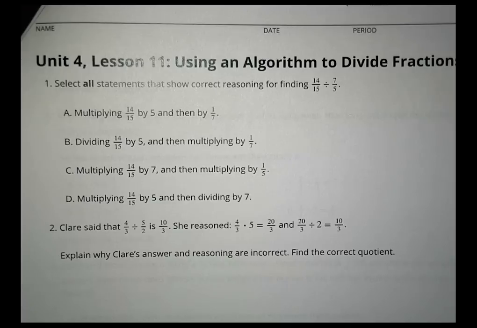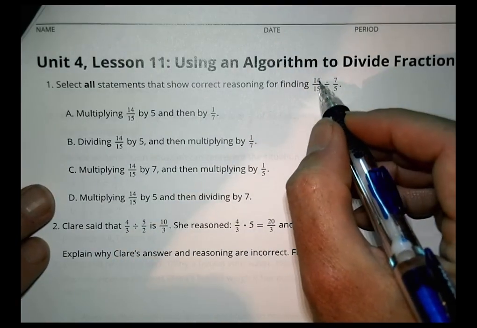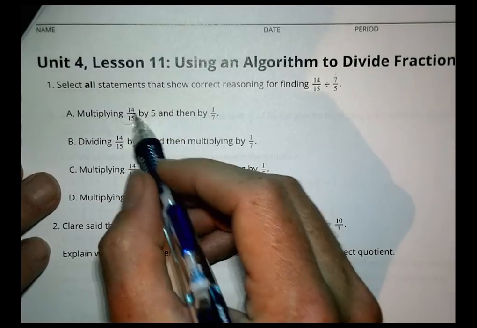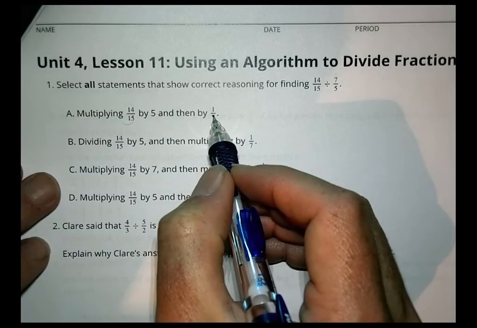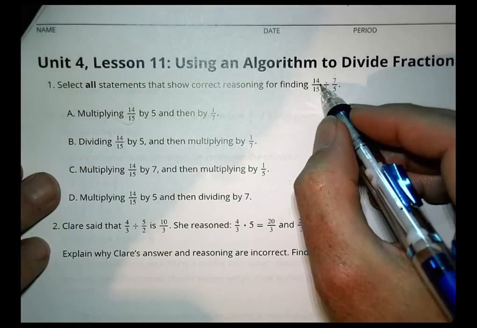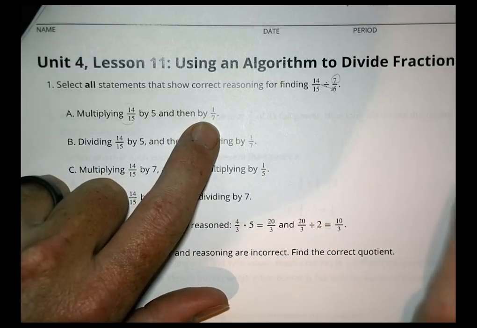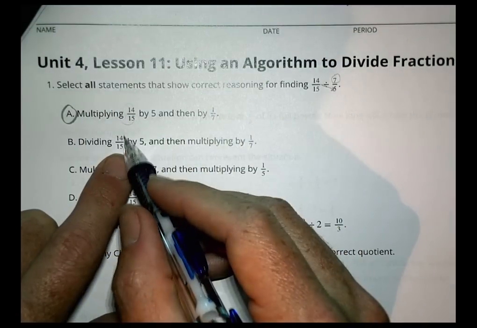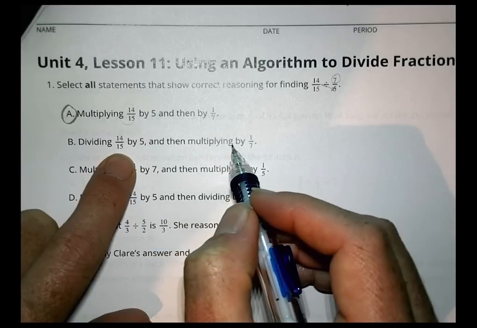Okay, here's our homework for Unit 4, Lesson 11. This is 6th grade math, using an algorithm to divide fractions. Select all the statements that show the correct reasoning for finding 14/15 divided by 7/5. Okay, multiply 14/15 by 5, then by 1/7. Well, multiplying by 5 is multiplying by the denominator, and then by 1/7 is multiplying by the reciprocal of 7. That's going to be a true statement. So yes, that's true.